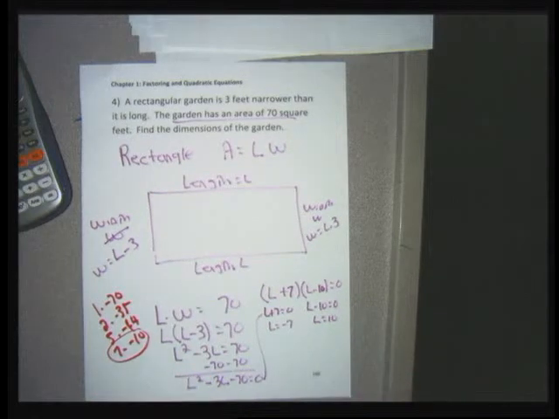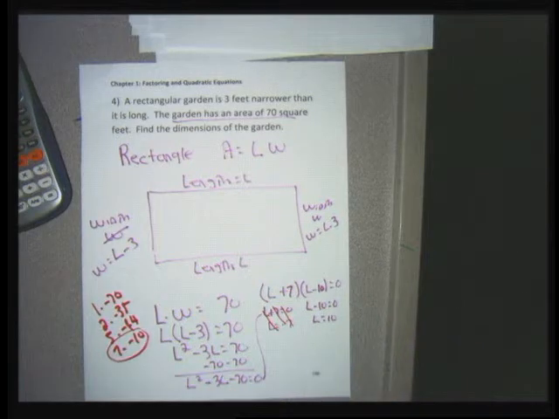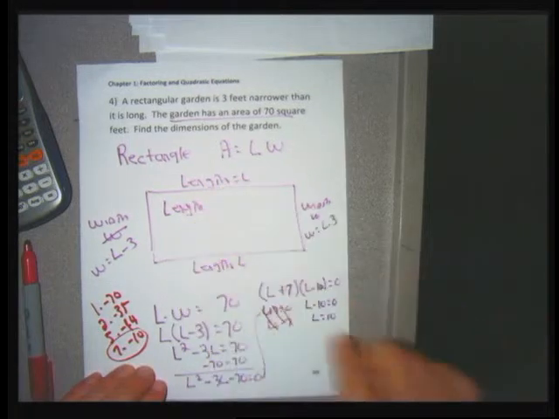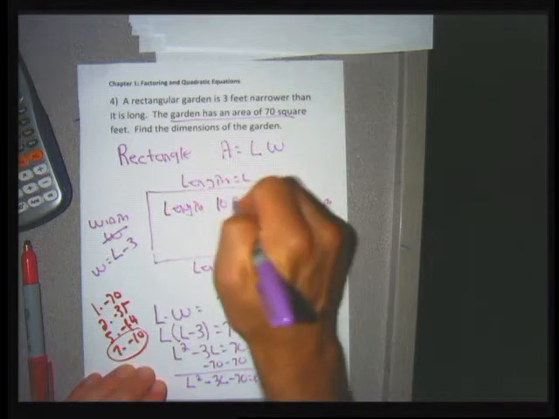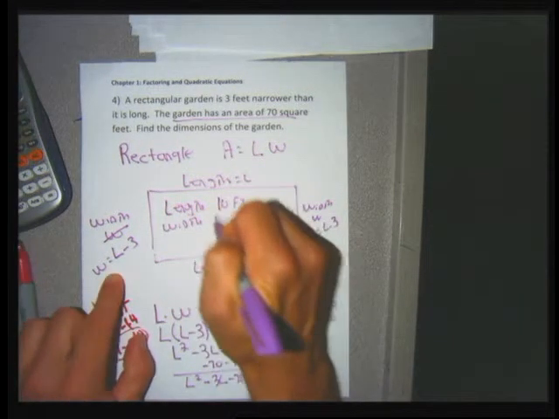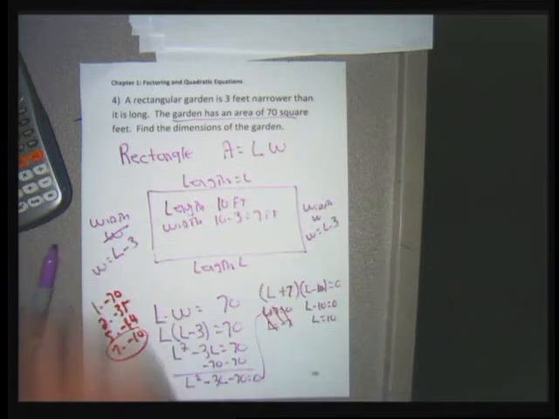And in the geometry problems, we threw out the negative numbers because you can't have negative lengths or negative widths. So the answer to this is the length is 10 feet. And I know the width is the length minus 3, so it's going to be 7 feet.